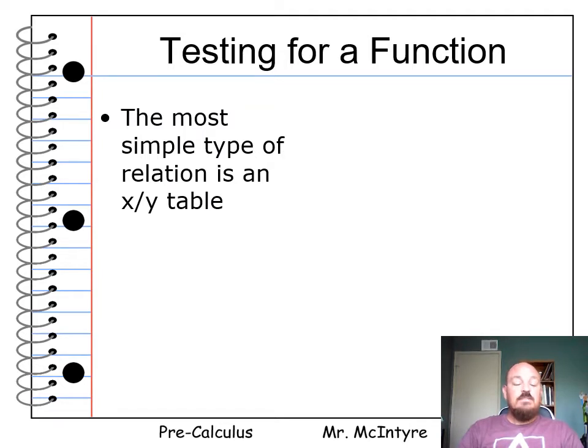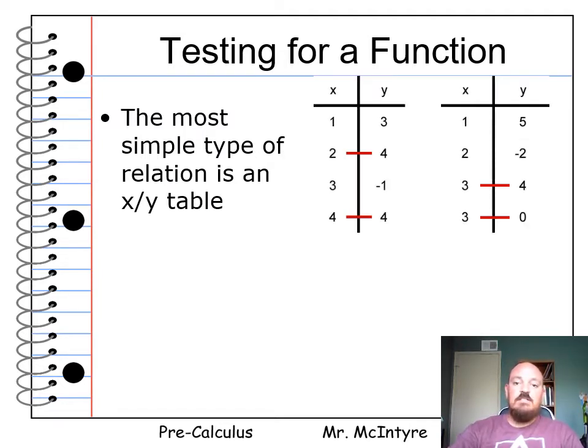Now, the most simple type of relation is just an XY table. So for example, here are two different XY tables. Those are both relations. I mean, they describe the relationship. The first one says when X is 1, Y is 3. When X is 2, Y is 4, etc., etc. Now, I highlighted two little things with red lines there. That's to make those stand out to you.